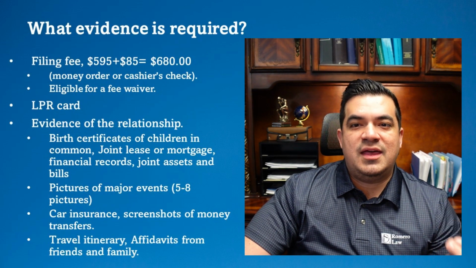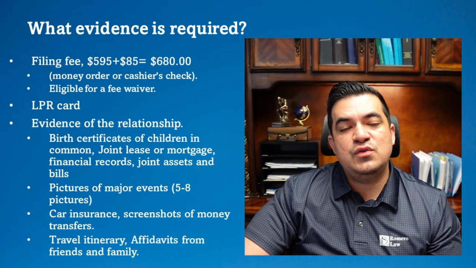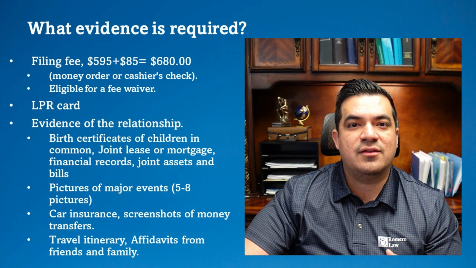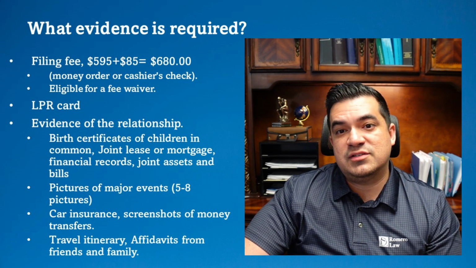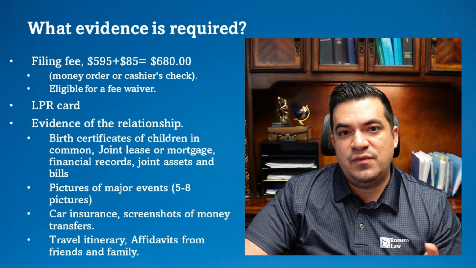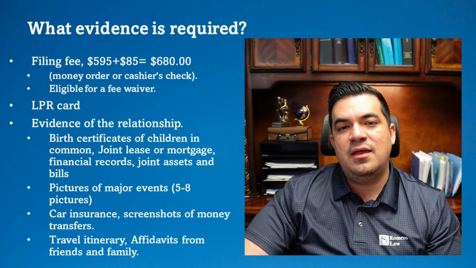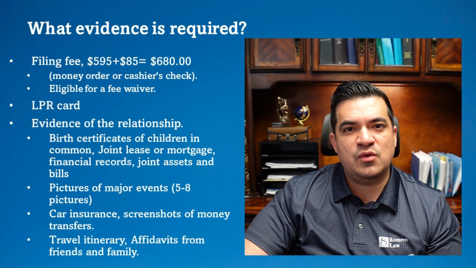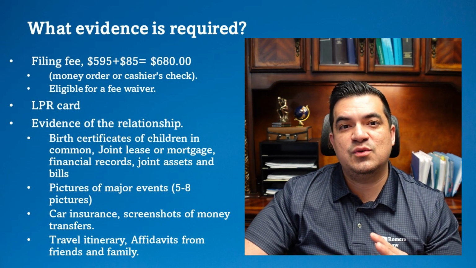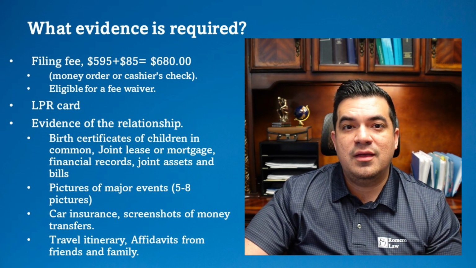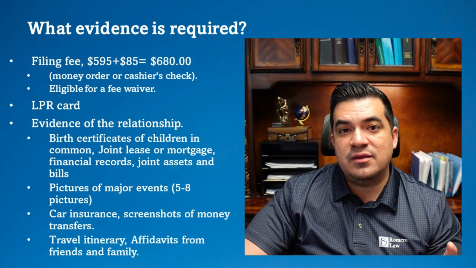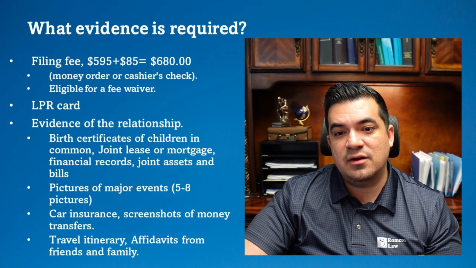So let's talk about the evidence that is required. So there are two filing fees. The filing fees are $595 plus an $85 fingerprint biometrics fee. Right now, there's a new change. They're asking for you to submit the two fees separately. Normally, we would do one check for both, but for some reason, immigration's recently asking for two checks because they're switching to an online or a virtual process. Also, you need to send a copy of your green card, your conditional residency card.